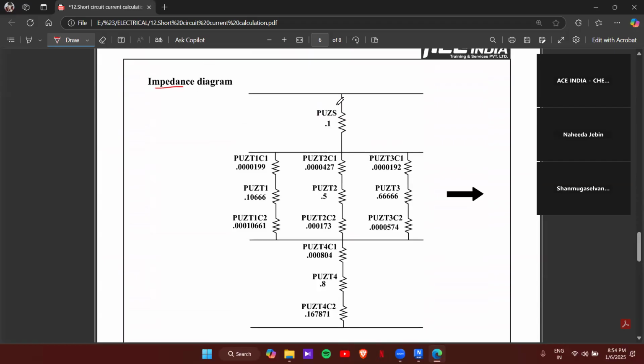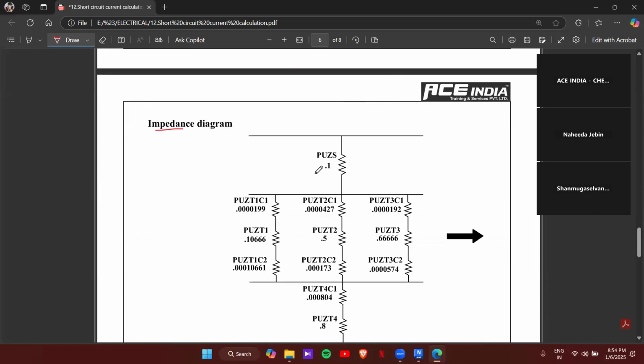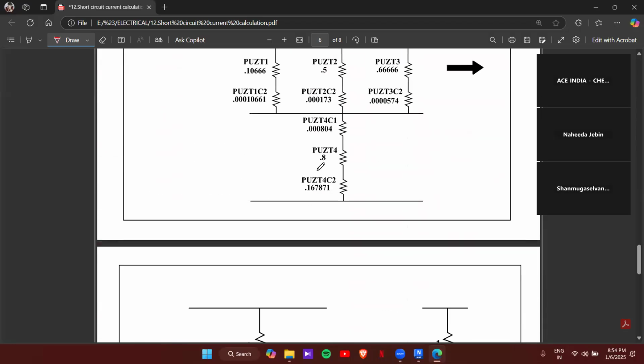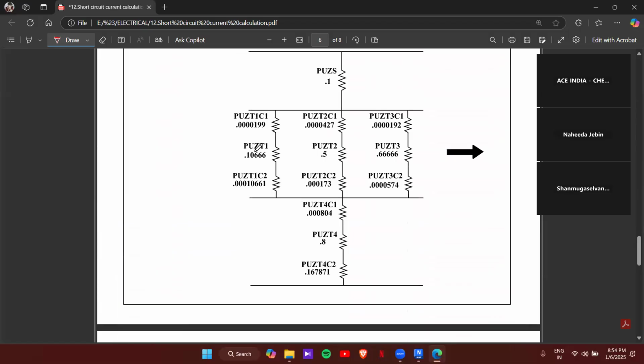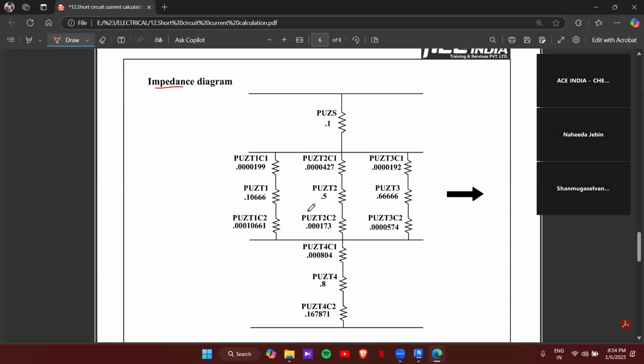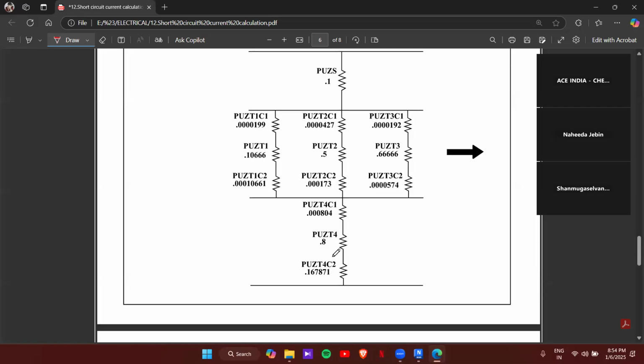In this impedance diagram, the first impedance is for the source, that is 0.1. Then the per unit impedance of transformer 1 and cable 1. We already got the corresponding values of cable 1, cable 2, cable 3, so all the values we have. Just substitute all the values over here. Then transformer 1 impedance is 1.066. Transformer 2, transformer 3, transformer 4, and the respective cables. Just substitute all the per unit impedance values.